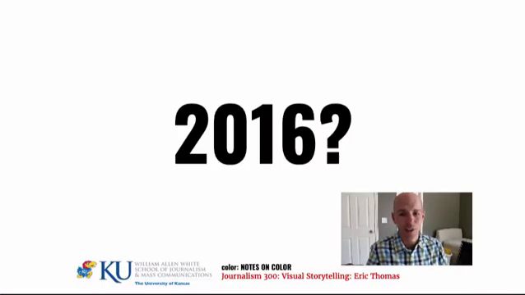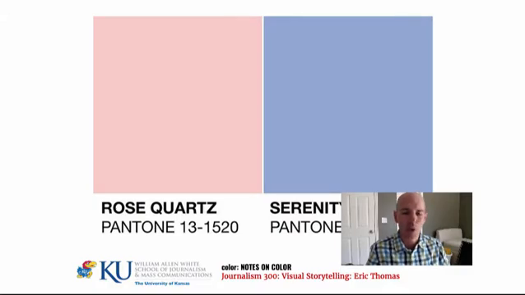2016. What's it look like? It is not just one color in 2016. They give us two different complementary colors here. They give us Rose Quartz and Serenity. And again, if you think about all of the things in your life, all of the iPhone cases, all of the iPhones themselves, all of the things that are in your house, you probably can look around your room right now and find a couple of things that match this color system, right?